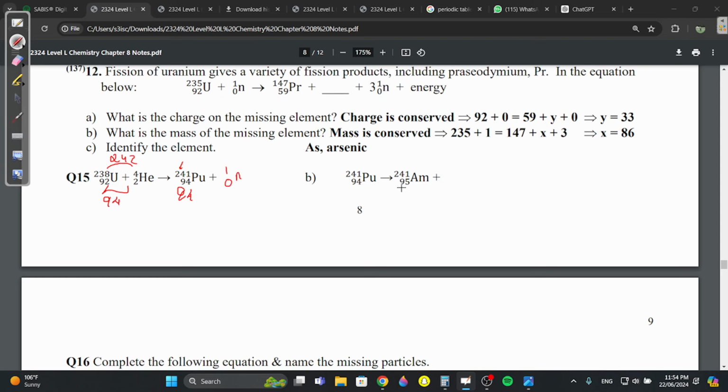That's a neutron. Over here, you've got 94, you've got 95. So I need to add something to 95 to get 94. Or you could just do 94 minus 95, you get minus 1. And the mass is conserved, so 0. What has a mass of 0 but has a charge of minus 1? We know it's an electron.